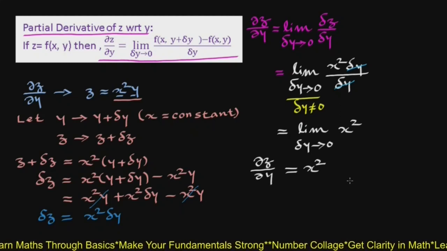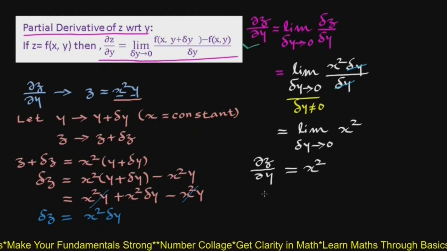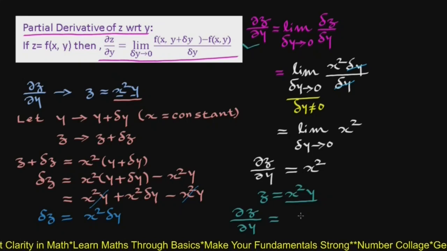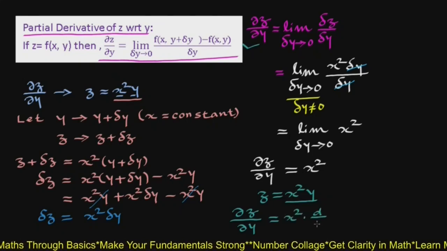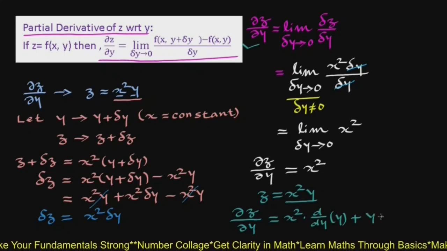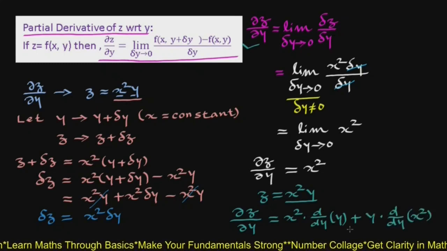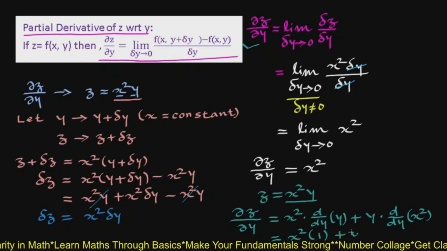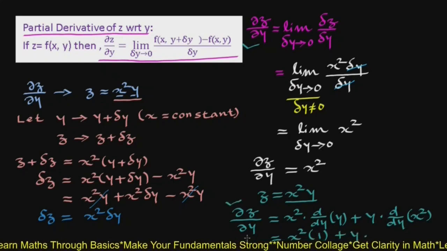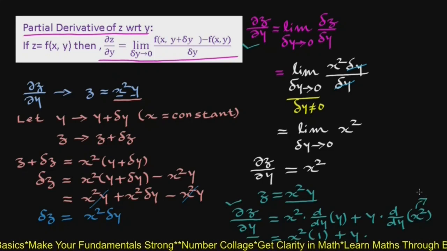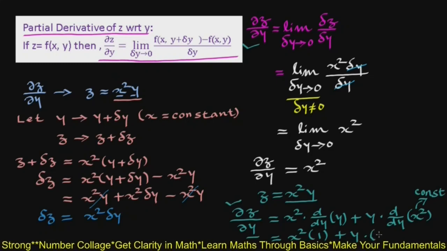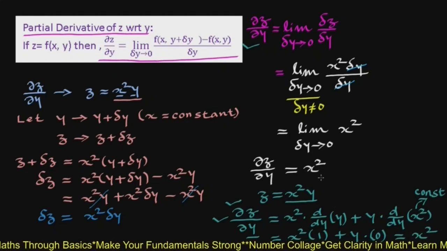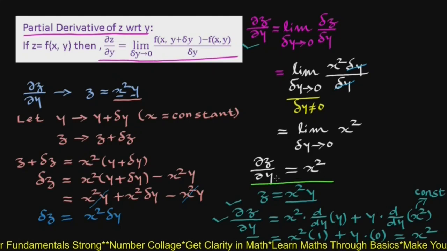Now we will find ∂z/∂y without using this definition. We have z equals x² y. We have to find ∂z/∂y. So we will use the product rule here. First function x² into d/dy of y, plus second function y into d/dy of x², the first function. This will be x² into the derivative of y with respect to y, which is 1, plus y into, in the partial derivative of z with respect to y we treat x² as constant and the derivative of a constant is 0, so this will be 0. That finally gives us ∂z/∂y equals x², which is the same as found by using the definition, ∂z/∂y equals x².